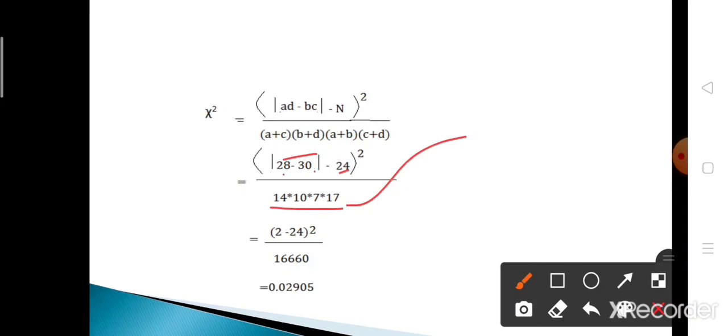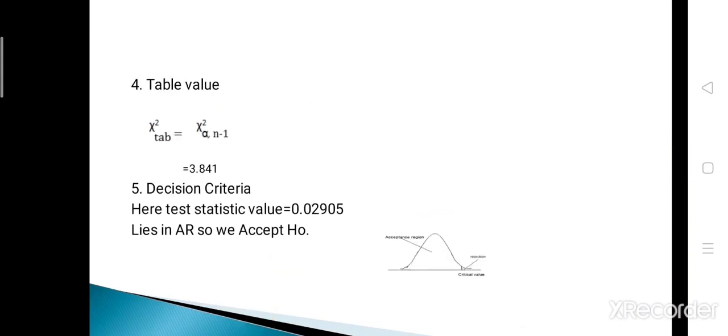Now 28 minus 30, that is minus 2. But mod of minus 2 is 2. So 2 minus capital N, which is 24. So 2 minus 24, its square. So 2 minus 24, that is minus 22. So minus 22 its square divided by 14 into 10 into 7 into 17, that is 16660. So minus 22 square divided by 16660 gives the value 0.02905. Now the last step is the table value and decision criteria.